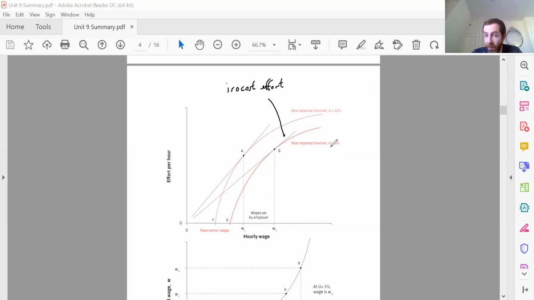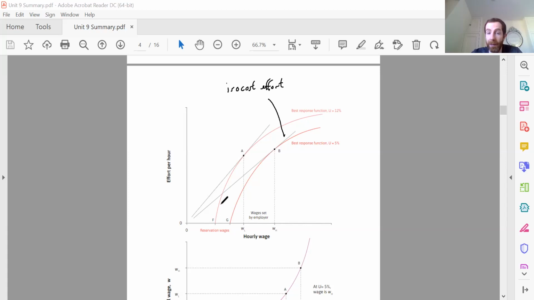So we know when unemployment is 5%, this is the wage they pay. But what if unemployment is a different level? So what if it's 12%? Well, here the worker has a different curve, shifted to the left, showing us that they have a lower reservation wage, meaning that reservation wage is the wage where they would accept a job but put no effort in. So they have a lower reservation wage when unemployment's at a higher level. And that makes sense, because if there's higher unemployment, workers would be willing to take a job at a lower wage.